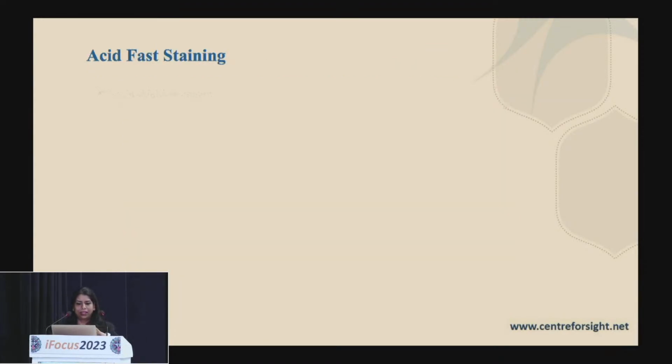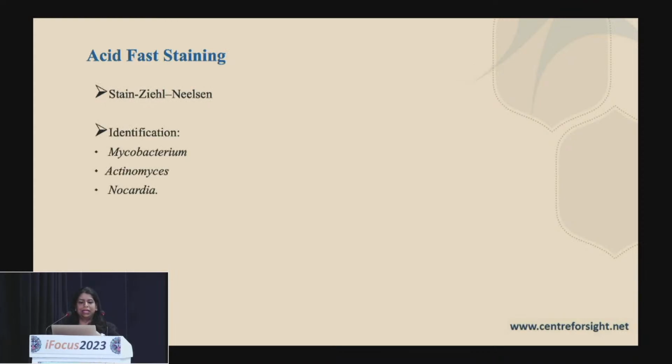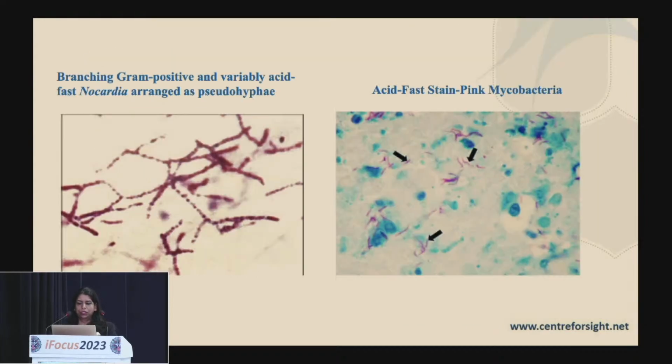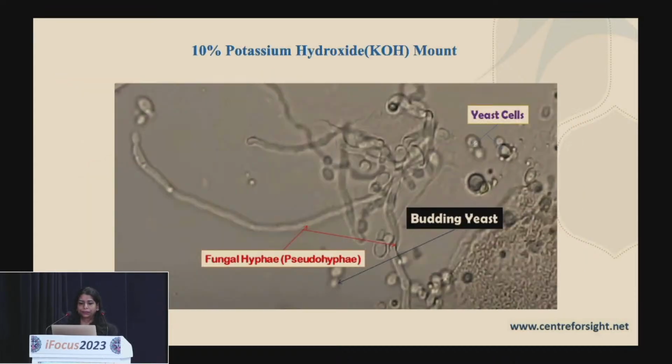Okay, so acid-fast staining, again, we use Ziehl-Neelsen stain, and it is for Mycobacterium, Actinomyces, and Nocardia. Mycobacterium are acid-fast, Nocardia is variably stained, and Actinomyces is not acid-fast. So this picture I will not explain here, but if you see this diagram, this is Mycobacterium, which is stained pink after acid-fast. So this kind of stain you can see.